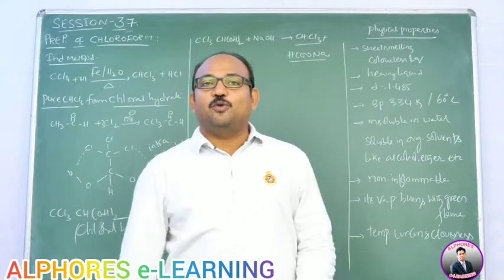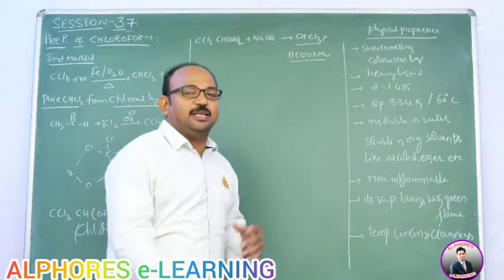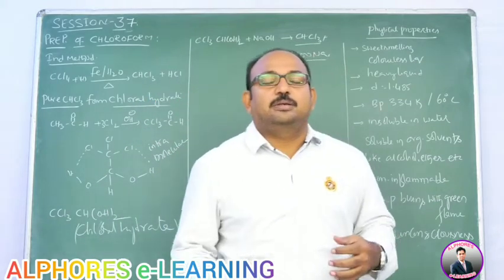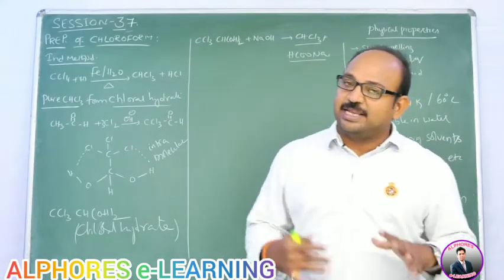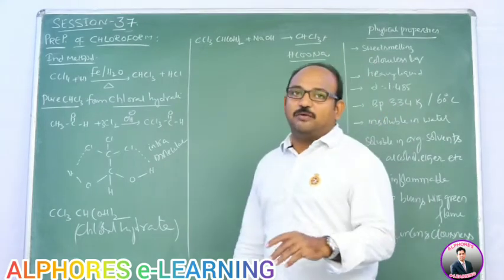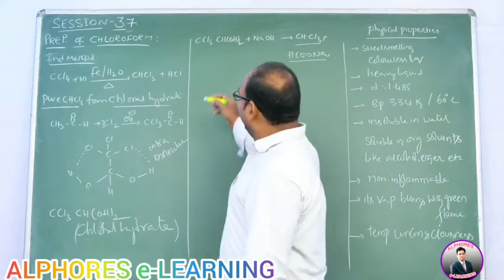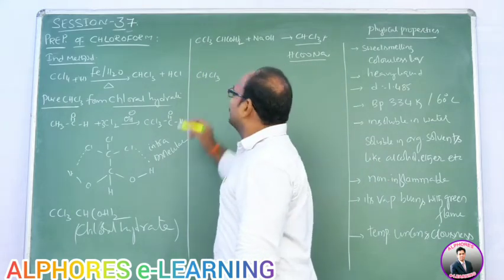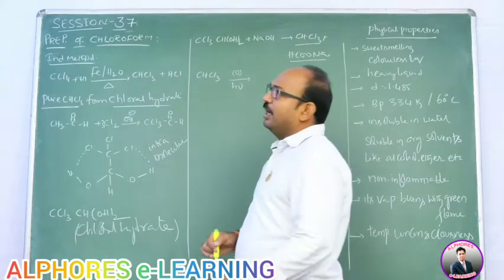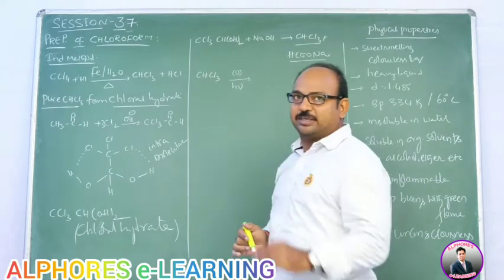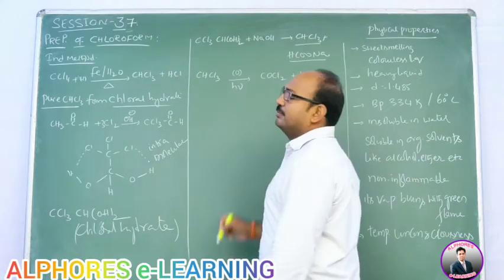So when we are using chloroform as an anesthetic, there are a few obstacles. It may cause death. Chloroform is light sensitive. It readily undergoes photochemical oxidation. So CHCl3, upon oxidation in the presence of sunlight, converts into COCl2 and HCl.